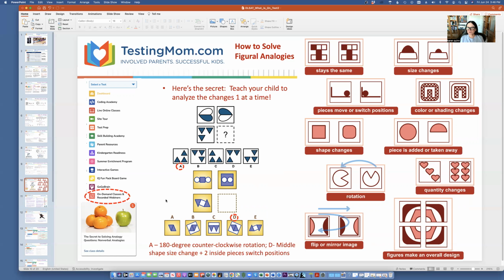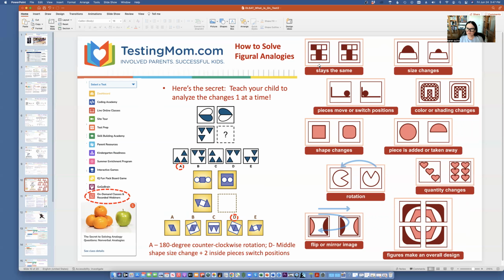And one of the things we do on the Testing Mom website is we give you a lot of this information. You know, what are the rules to solving these different types of questions? So I'm going to show you how to solve figural analogies. And if you teach this to your child, they'll be able to get these right when they take the test.